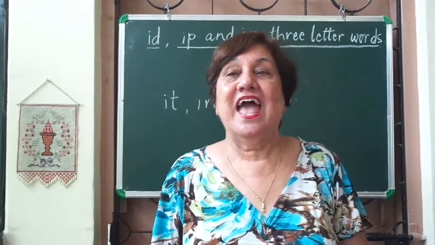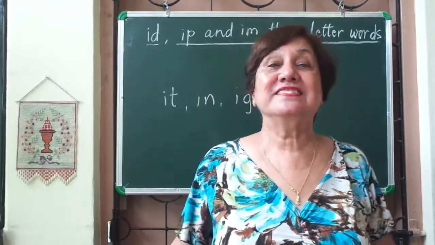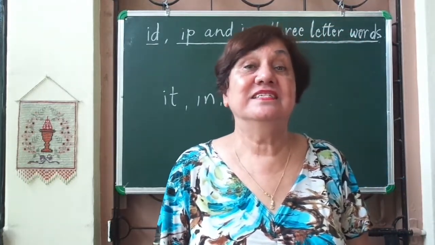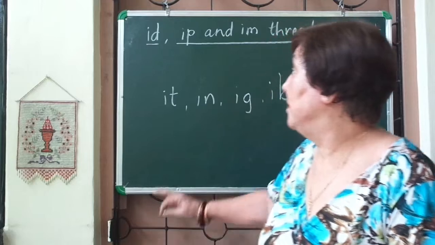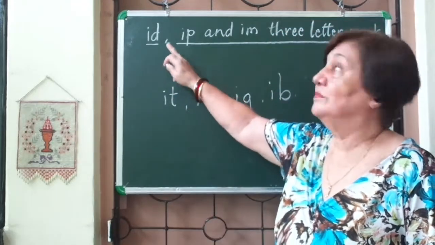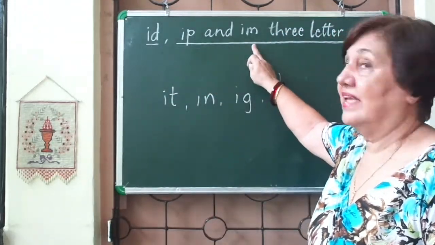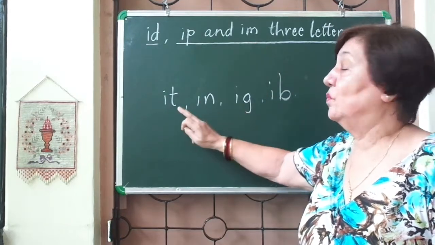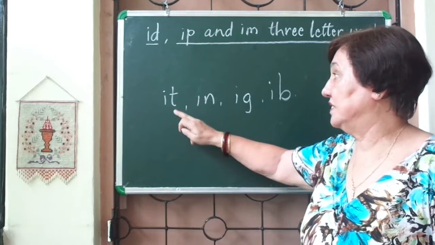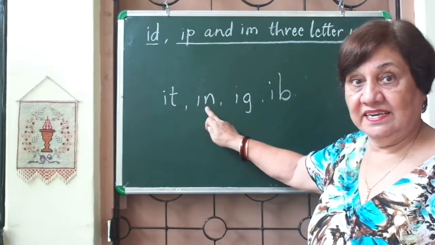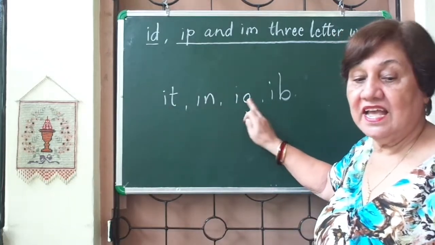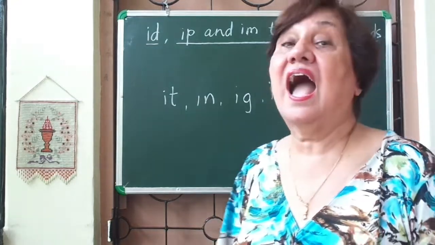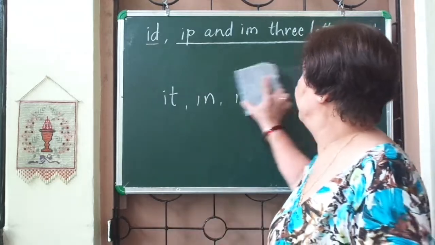Good morning, children, and it's a nice bright morning today, and let's learn how to make words with ID, IP and IM. We're going to make 3-letter words. Earlier we learned how to make 3-letter words with IT, IN, IG and IB. So let's begin with ID words just now.